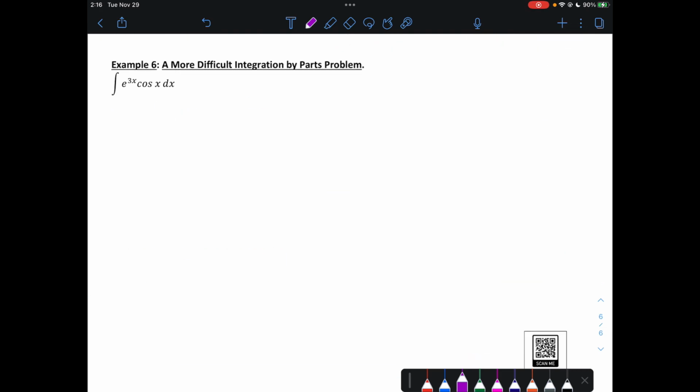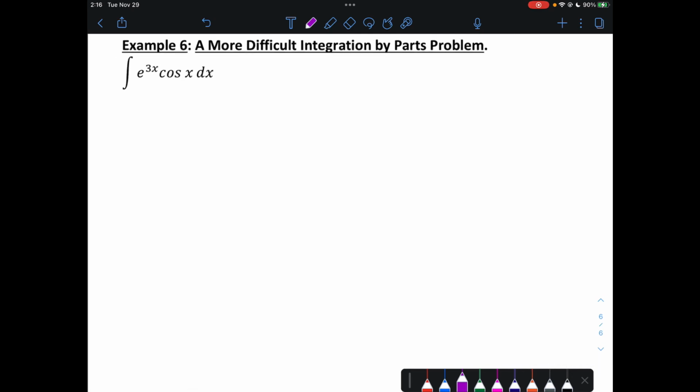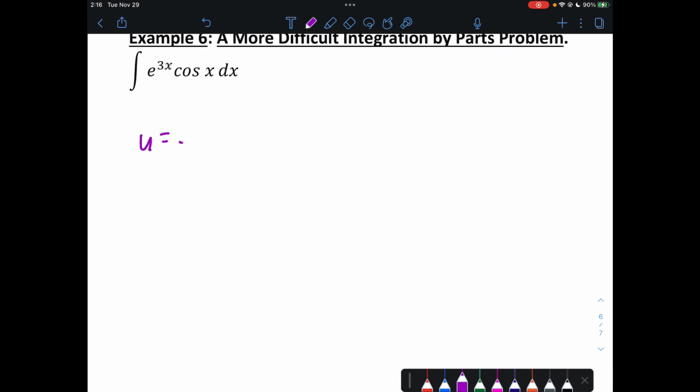All right, our last one for the notes today. A more difficult integration by parts problem. You'll see why it's more difficult when we get near the end. So first of all, we have no logarithms, no inverse trig, no algebraic polynomials here. So we're going to want to use u as e to the 3x and dv as cosine x dx. Could you switch the e to the 3x and the cosine x? You probably could. This is just what I'm going to go with for here.